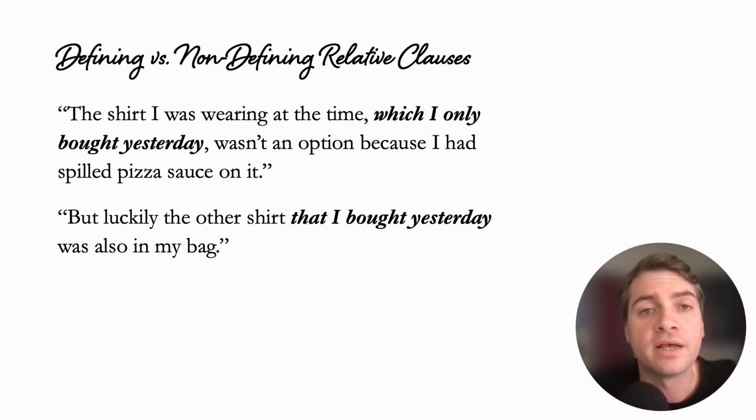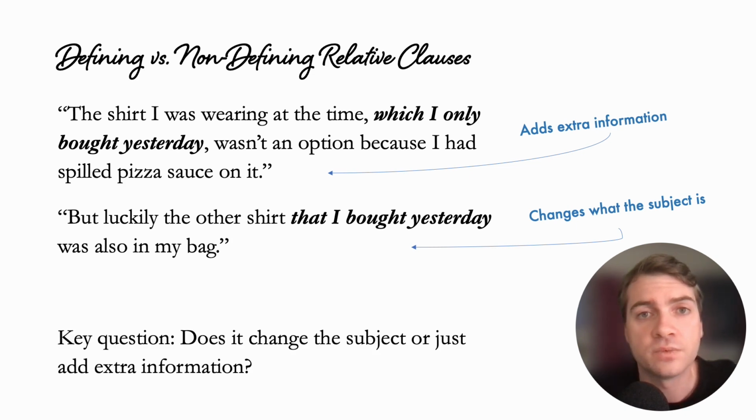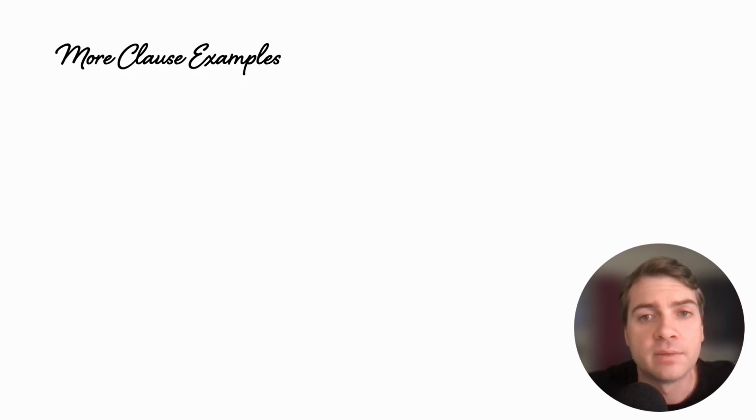So because we're now changing the subject of the sentence with this relative clause, that makes it a defining relative clause, okay? So for the first one, we just add some extra information that makes it non-defining. And in the second one, we actually change what the subject is, okay? We are defining what the subject is. So the key question we have to ask ourselves in that situation: does it change the subject or does it just add extra information? So now some more clause examples.